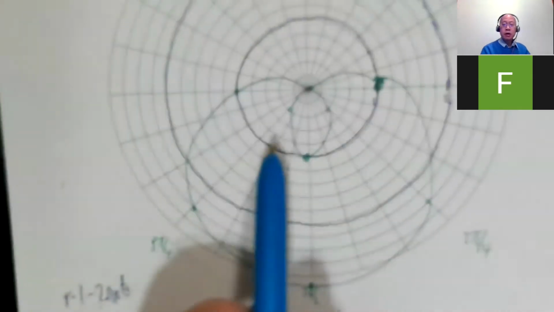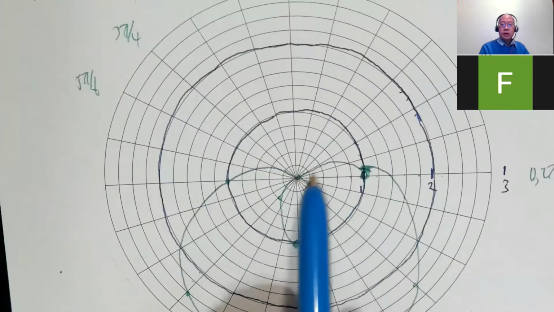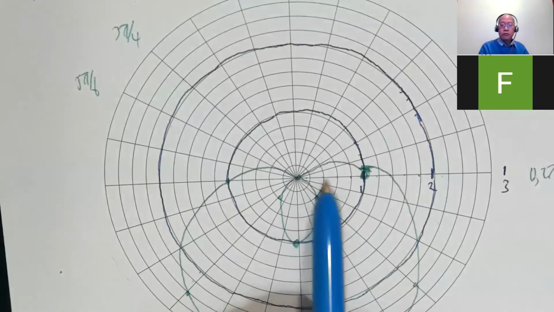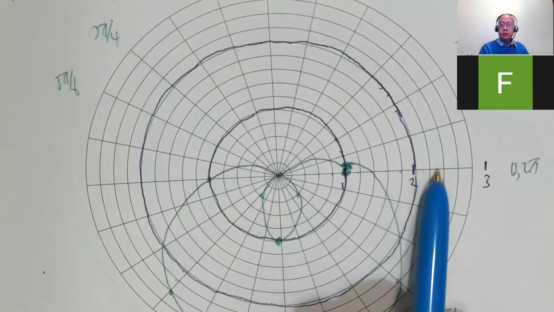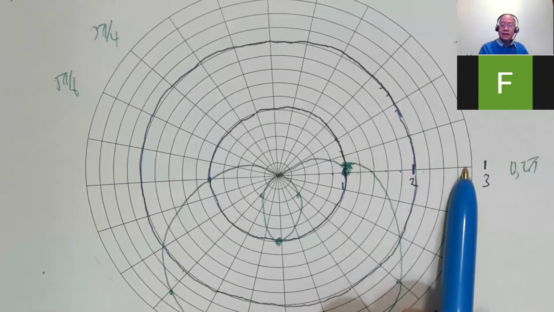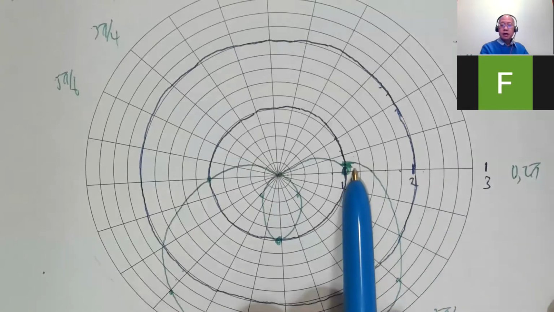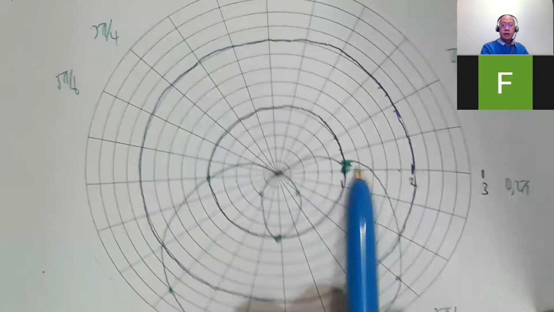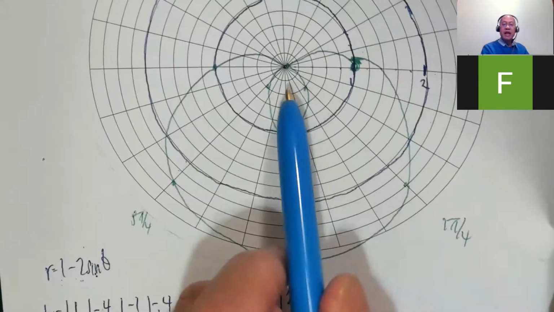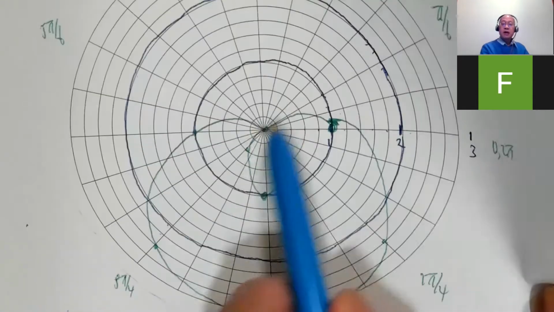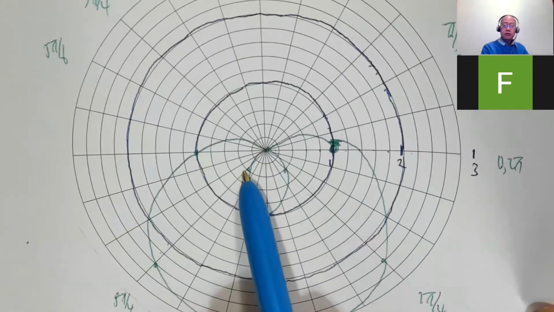Okay, so here we go. At theta equals 0, r is 1. Okay, so here are the circles, marked 0.2, 0.4, 0.6, and so on up to 3. So at 0 radians, I'm at 1. Now, by the time I reach pi over 4, 45 degrees, I'm at negative 0.4, which means if I aim at 45 degrees, I go back 2 circles.